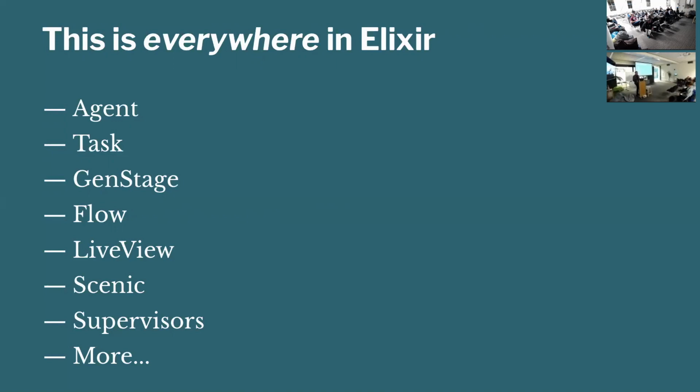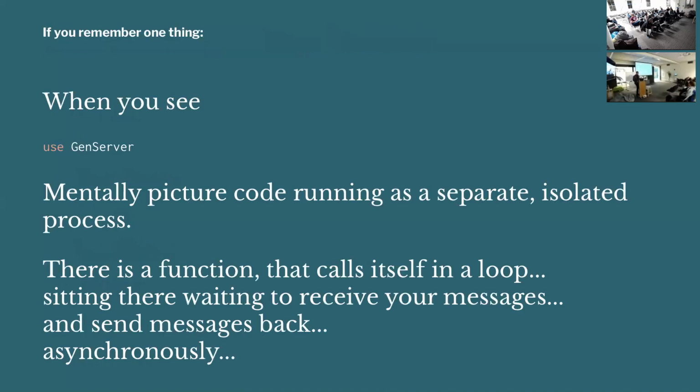If you've used agents, they're just a thing for keeping track of some mutable state that's shareable across processes. That's a GenServer. You do tasks, which is spawning up one or multiple tasks to process data: GenServer. GenStage, GenServer, Flow, GenServer, LiveView, Scenic, supervisors. Everything you do in Elixir will be a GenServer under the hood. Or if it's not a GenServer, it's using basically the same pattern, that might be hand-coded for extra speed. But essentially, if you see GenServer anywhere, just think of that.